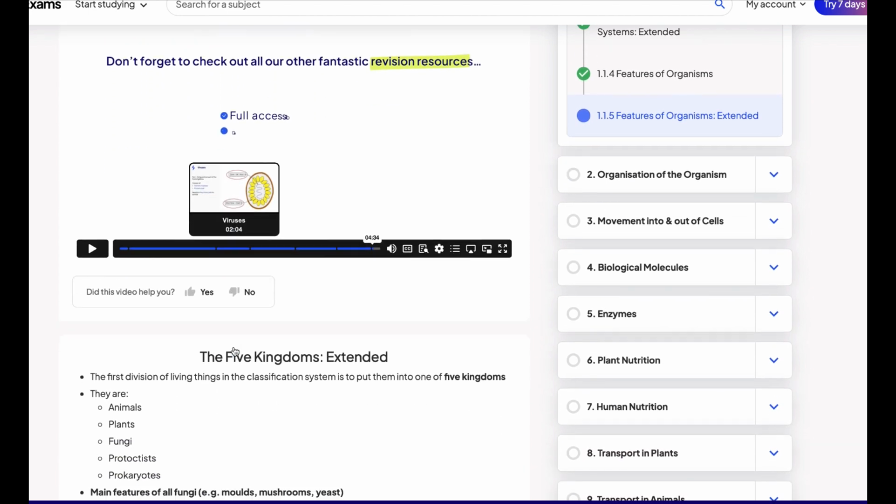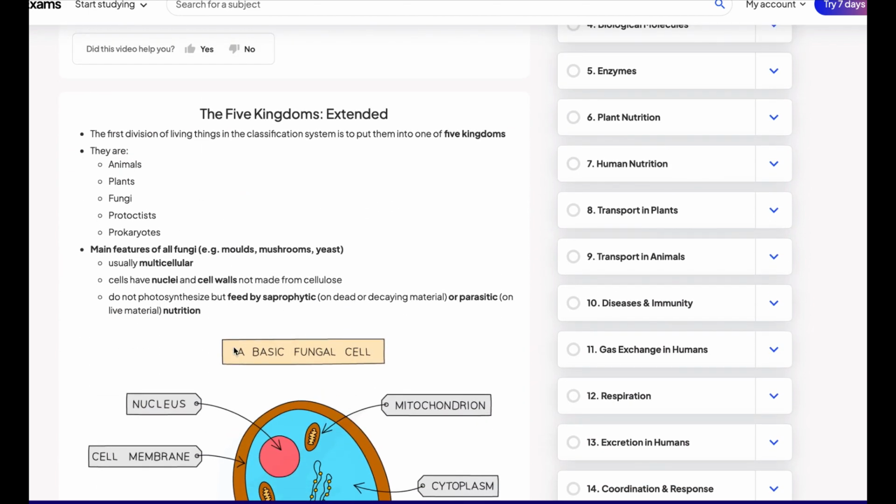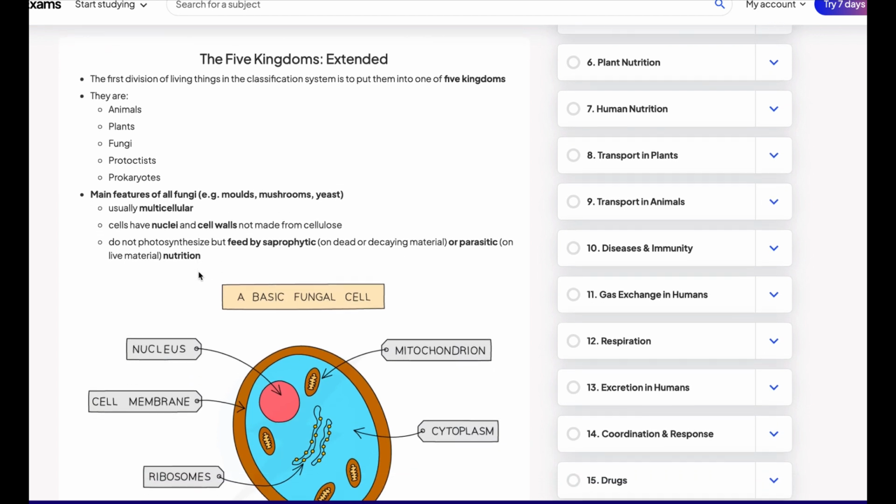Okay, quickly, we've gone through the revision. So we've studied the animal kingdom, the plant kingdom also a little bit, then the fungi, the protists, and the prokaryotes. Now, let's take a look at these last three and then look at the virus.